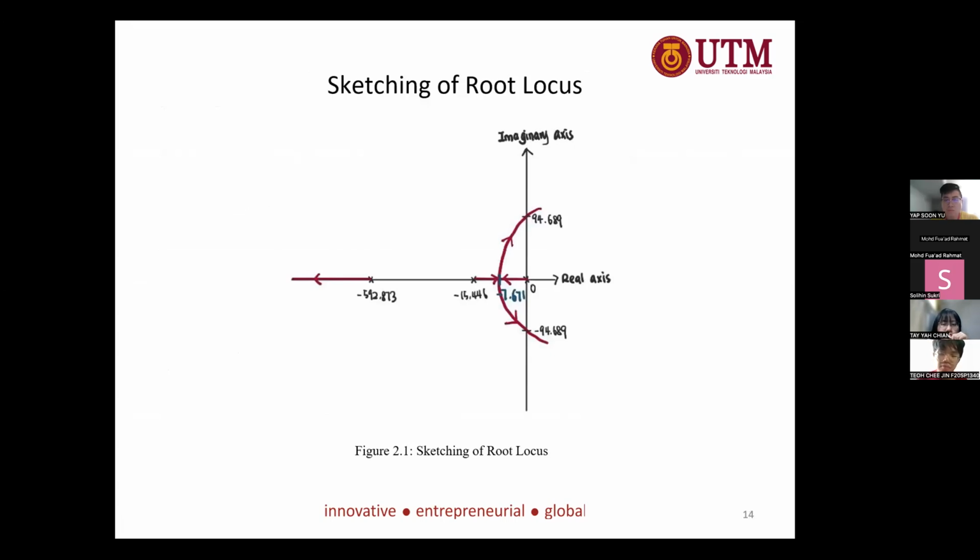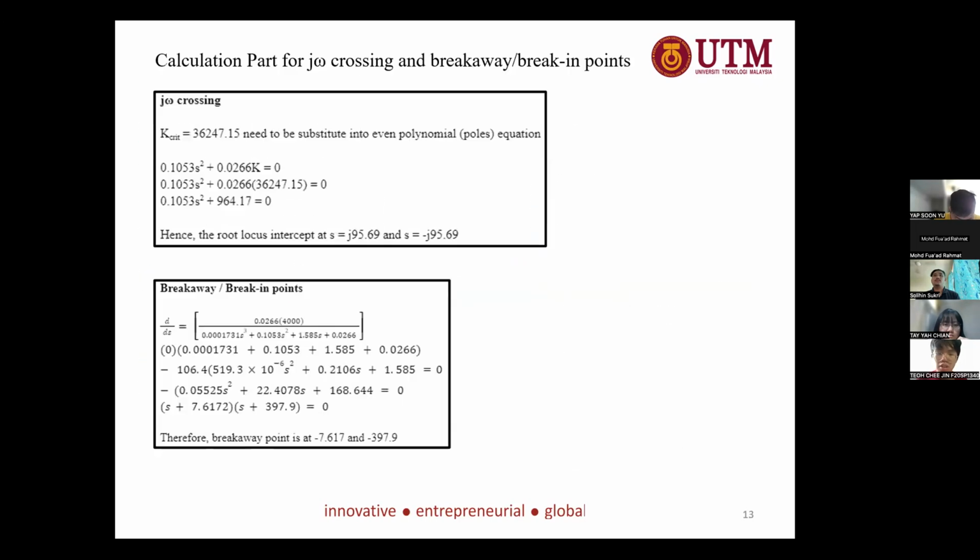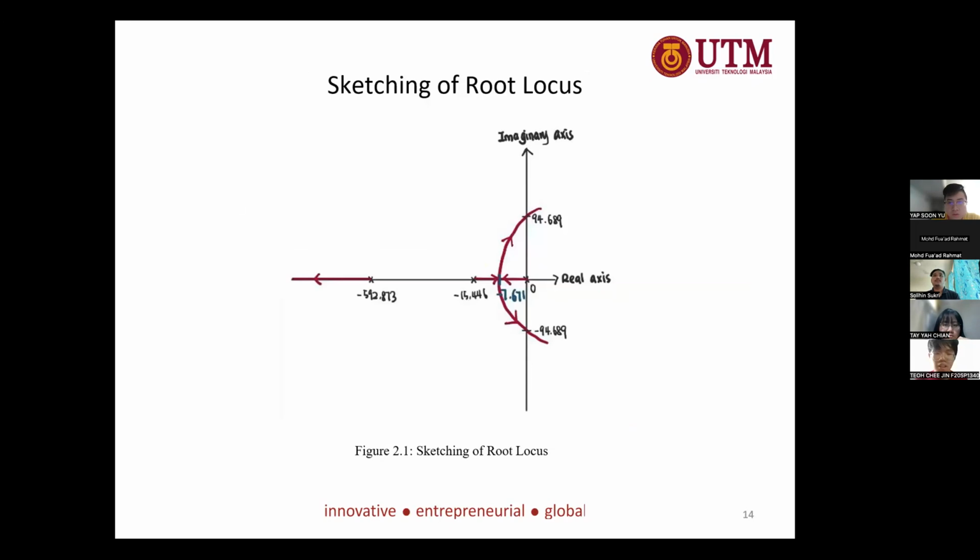May I know what is the oscillation frequency when the system is marginally stable? 94.689 radian per second. And what is the closed loop pole value at the breakaway point? Negative 7.6.